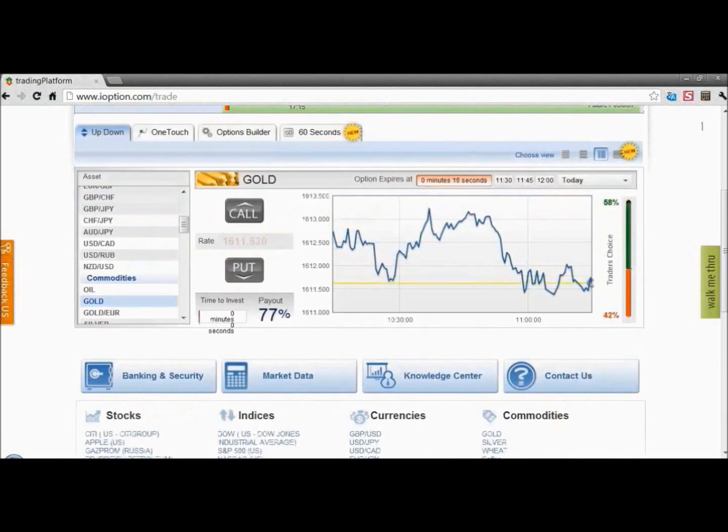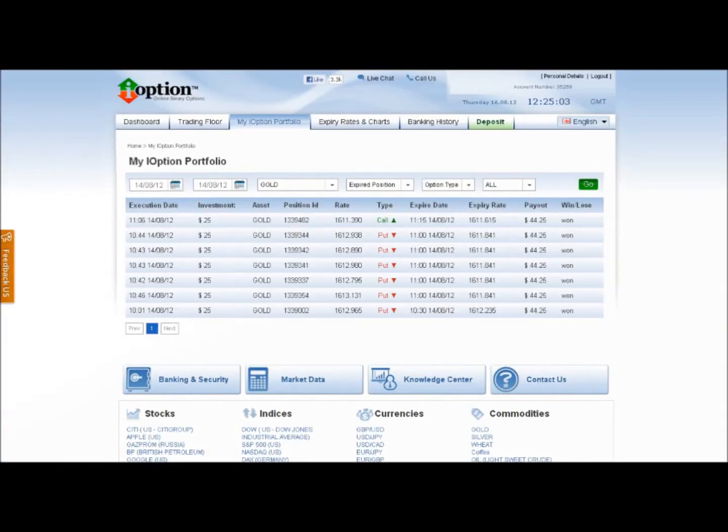There we go. And here we go. There's my portfolio for the day. I actually made 7 of these trades back to back and turned that $25 into 7 times that amount of money. So I've ended up making about $300 in the one day.